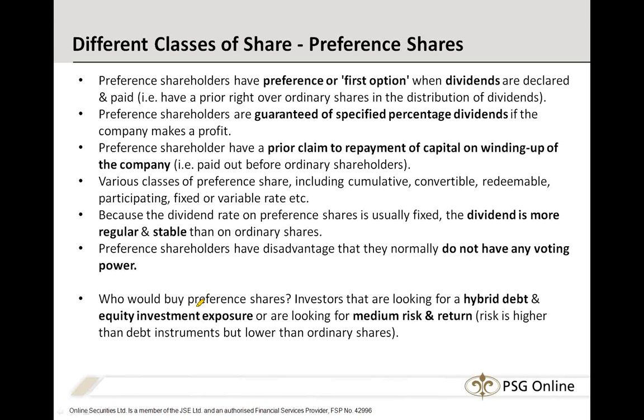That's the major difference between an ordinary shareholder and a preference shareholder. They have first option when it comes to dividends, number one, and number two is that they have a prior claim to any repayment of capital on the winding up. So obviously if the company goes into liquidation, they have to be paid out first before you as an ordinary shareholder. That preference dividend, by the way, is guaranteed as a certain percentage of the dividends, okay, which makes the dividend more regular and more stable than the ordinary share.